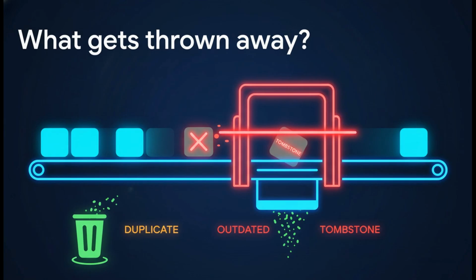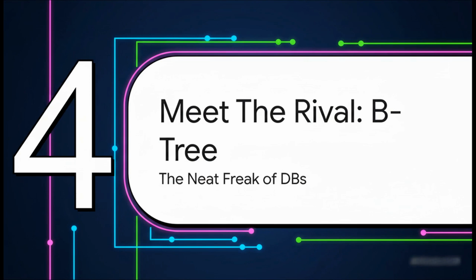And during this merge, the process is absolutely ruthless. It throws away all the outdated versions, any duplicate data, and special deletion records we call tombstones, which basically just mark a key for removal. So compaction is a really great solution, but let's be real. It's a solution to a self-inflicted problem. What if we just never made a mess in the first place?